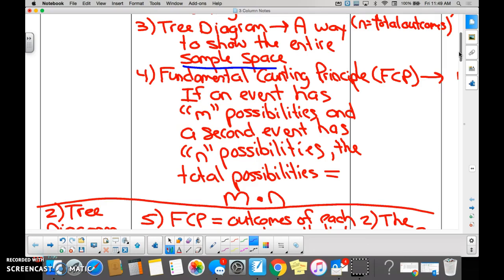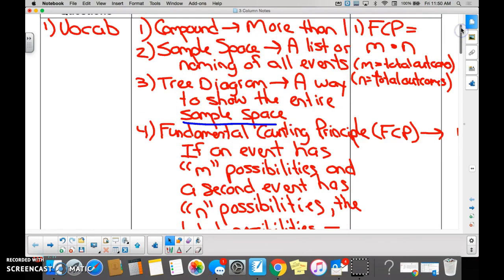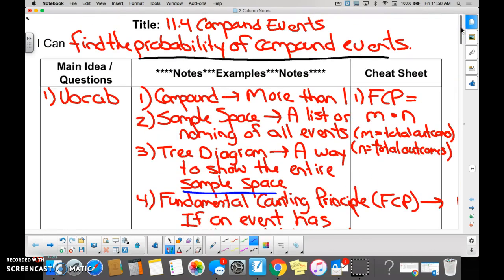And then the fundamental counting principle really has a formula. The formula would be m times n, but you got to realize that m is just a variable. M is a variable that talks about total outcomes of one event, and n is a variable that talks about total outcomes of another event. If I have a third event, would we multiply that third event by the m and the n? Yes.